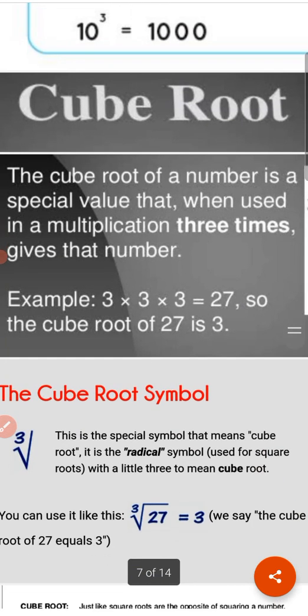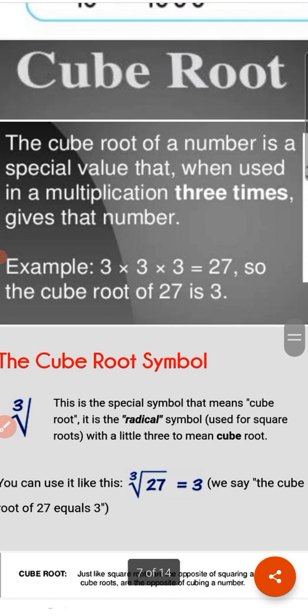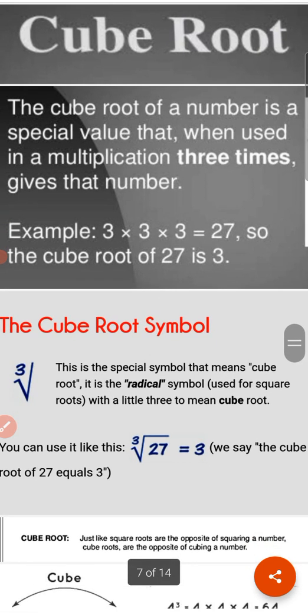Next is cube root. In the previous videos, you learned about squares and square root. Square means a number multiplied by itself. The inverse operation of square is square root. If we know the square of a number, we can find its square root also. Similarly, if we know the cube of a number, we can find its cube root also. Let me explain this, children.